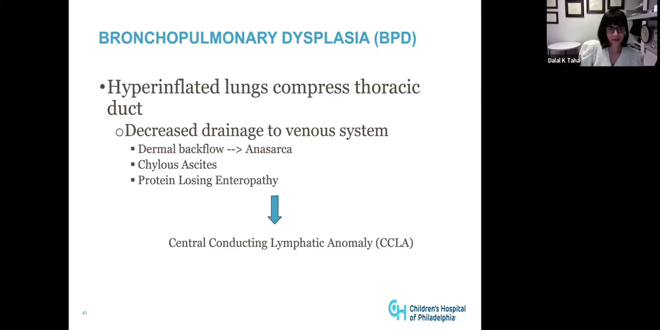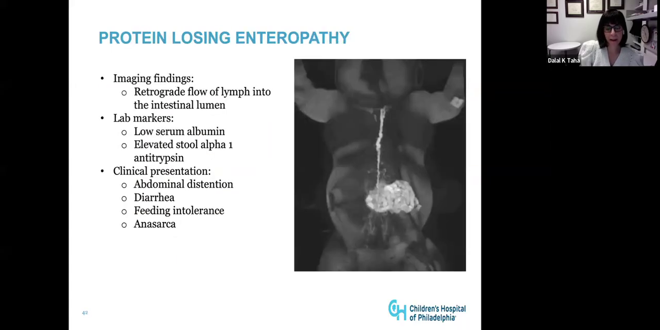So like I mentioned, less drainage to the venous system results in dermal backflow, and a lot of our chronic lungers will become massively anasarcic. They'll have chylous ascites and protein losing enteropathy, and so they would be considered to have central conducting lymphatic anomaly.